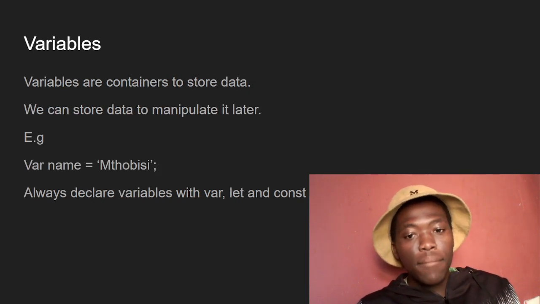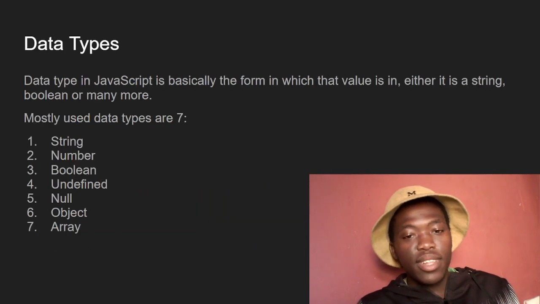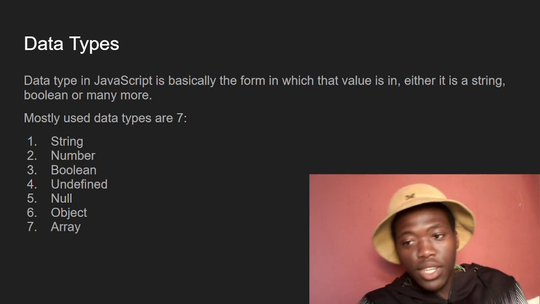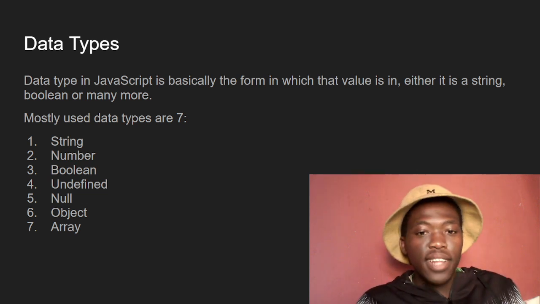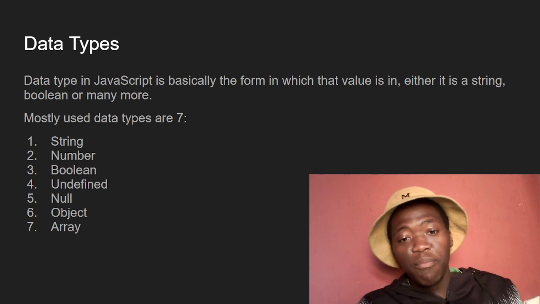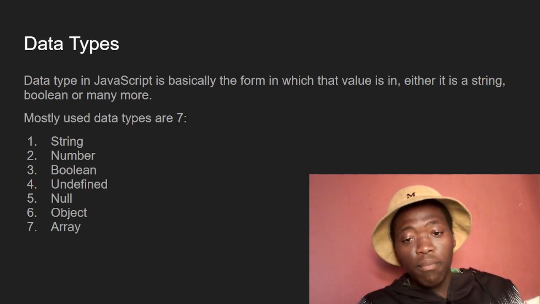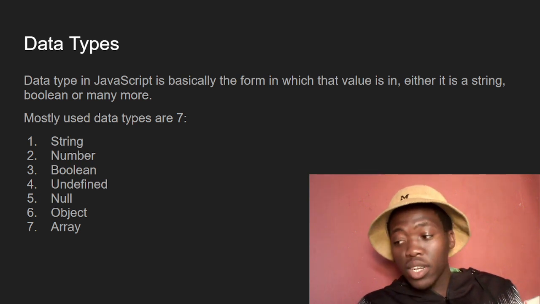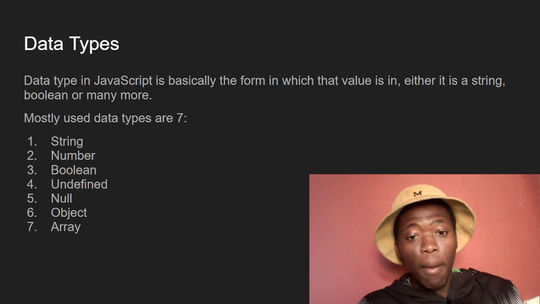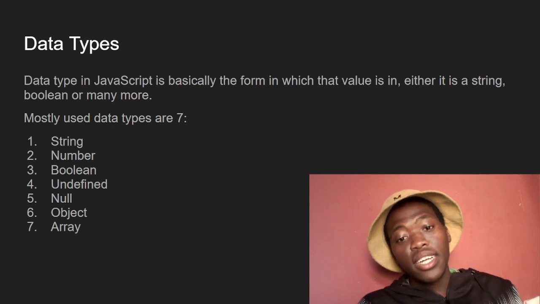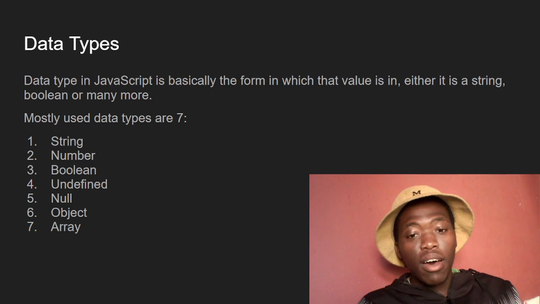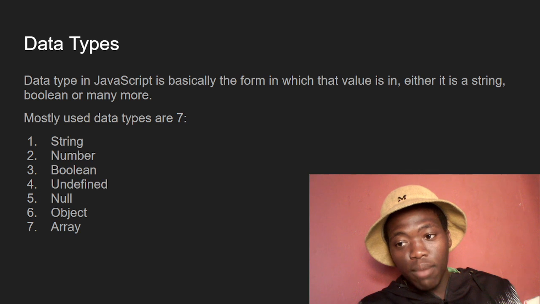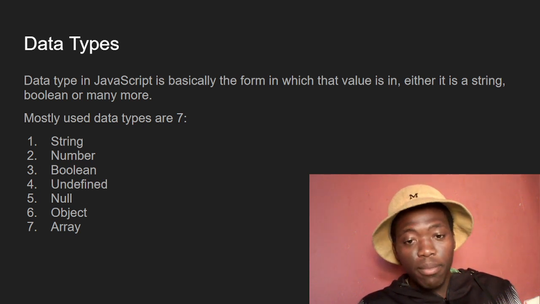Okay, so data types. A data type in JavaScript is basically the form in which that value is in, either a string or boolean or many more. But mostly we use the 7 data types that are most used most of the time, which are string, number, boolean, undefined, null, object, and array. So I'm just going to show you examples on that one, and then we're gonna jump into programming.